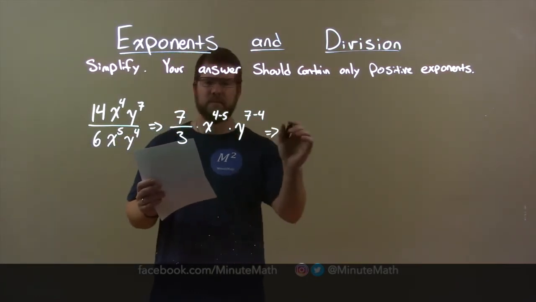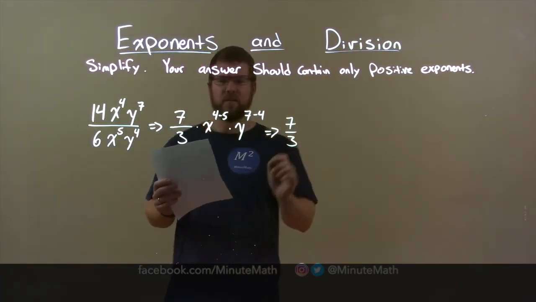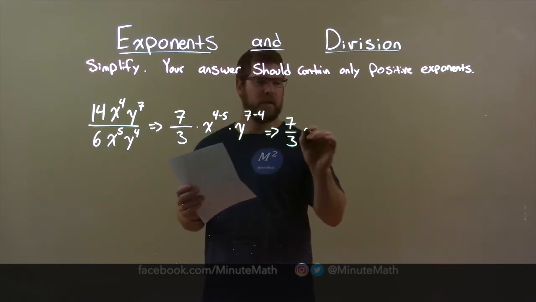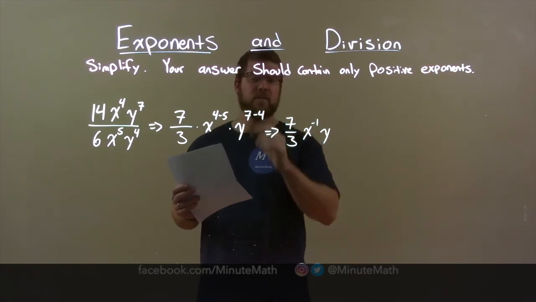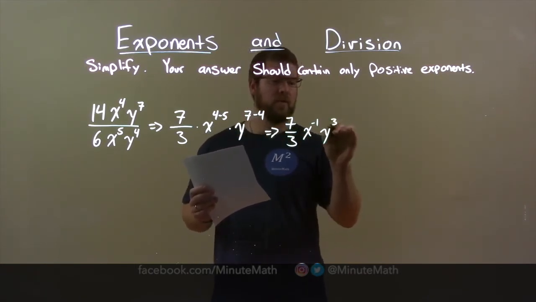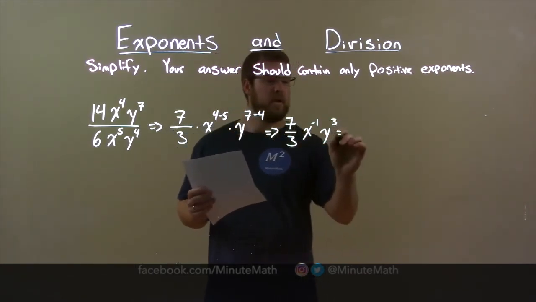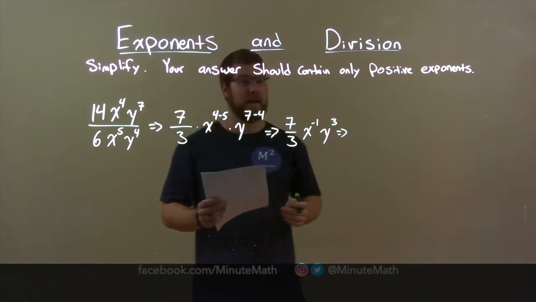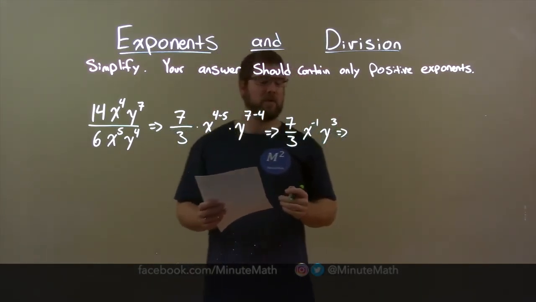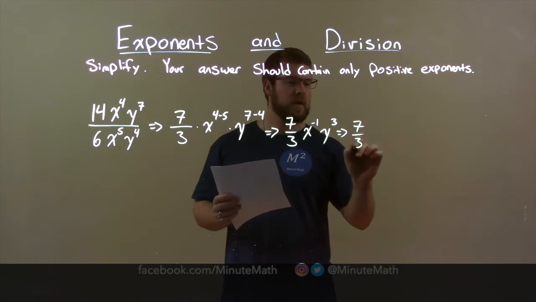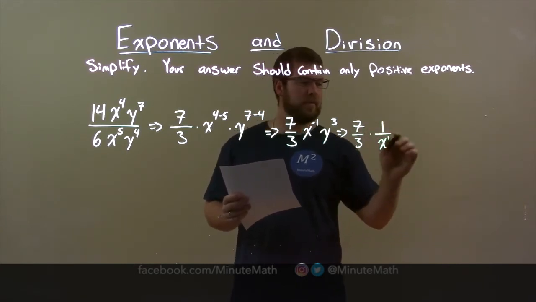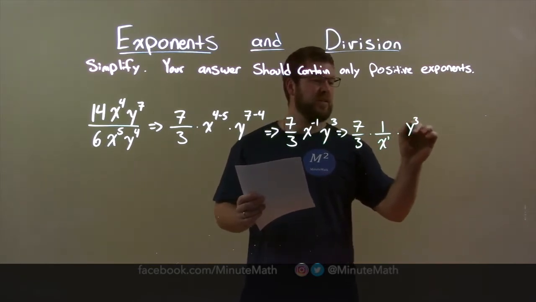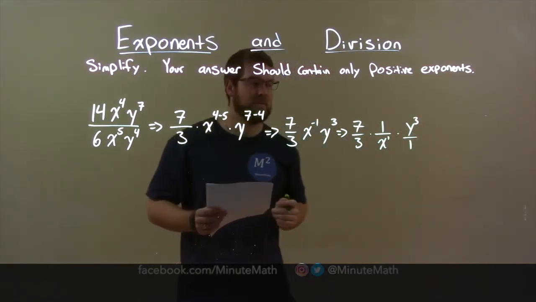Keep simplifying. 7/3 stays there, and x to the 4 minus 5th power is x to the negative 1 power. Y to the 7 minus 4 power is y to the 3rd power. Okay? Well, we know we can't have any negative exponents. We need to have positive exponents. So x to the negative 1 power is the same thing as 1 over x to the 1st power, and we have really y to the 3rd power over 1. That means the same thing.